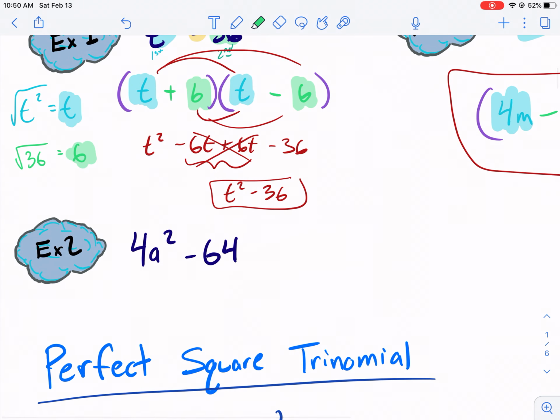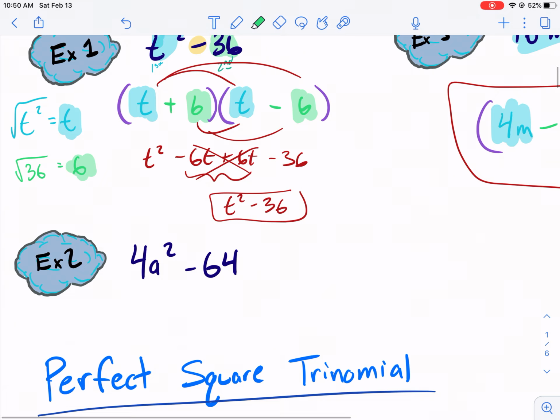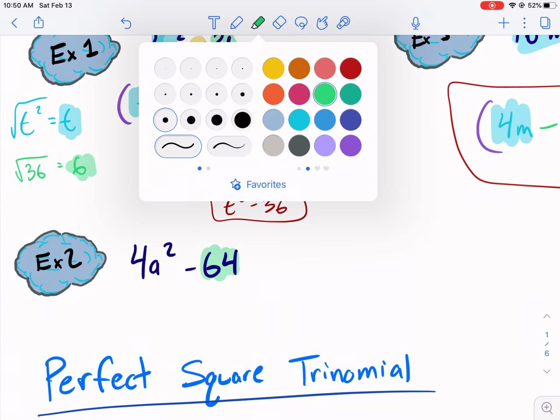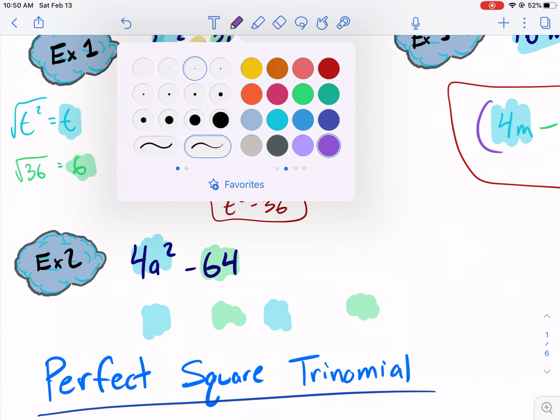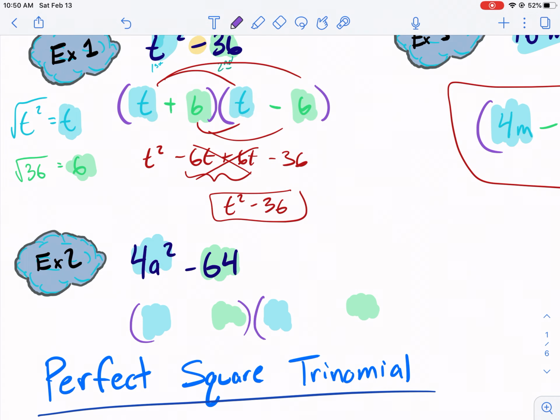Last one. Actually, I went in the wrong order, but I guess it doesn't matter. Here we have a perfect square, and here we have a perfect square. So in our first slot, we're going to put the square root of 4a squared. In the second slot, we're going to put the square root of 64. Let me go ahead and make my parentheses now. Look at that, I did it.